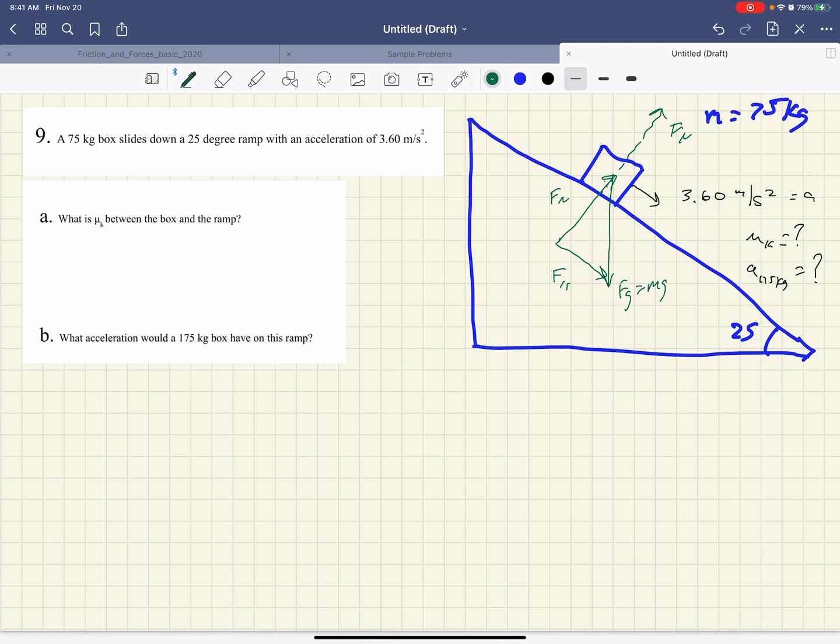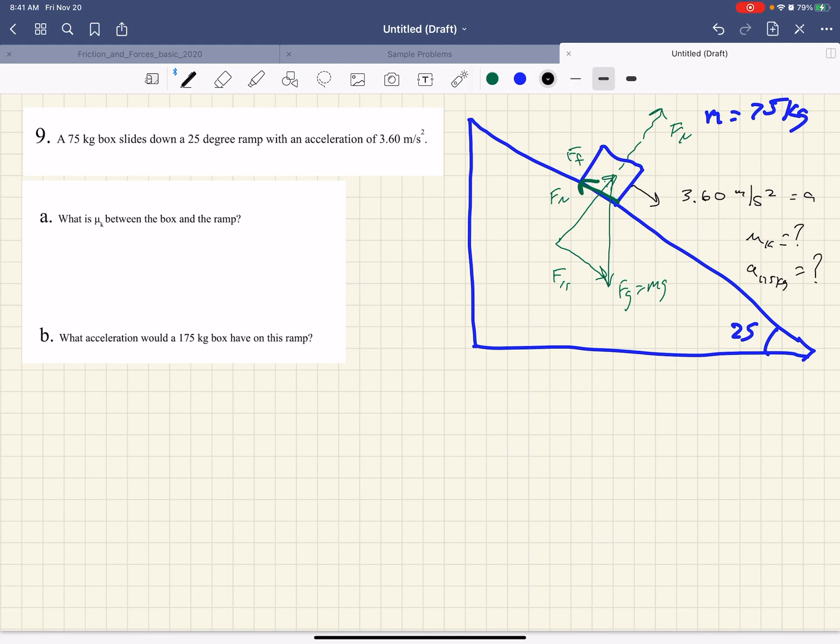Now, there is another force I want to point out real quickly, and I'll make it a little bit thicker here: there's a frictional force that opposes the slide down the ramp. So we'll call this F sub F. So we really have four force vectors acting on this object. And A says, what is the mu sub k between the box and the ramp?